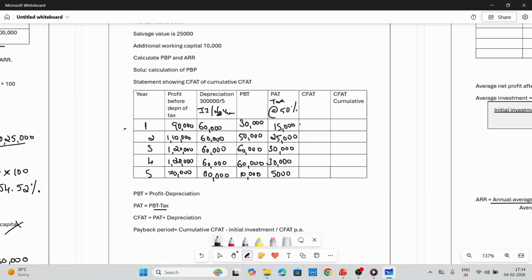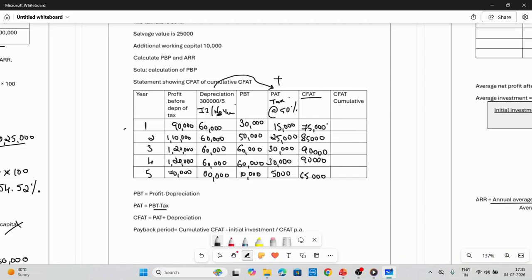CFAT. CFAT is nothing but addition of PAT and depreciation. Add this. So what's the answer? 75,000, 85,000, 90,000, 90,000 and 65,000.